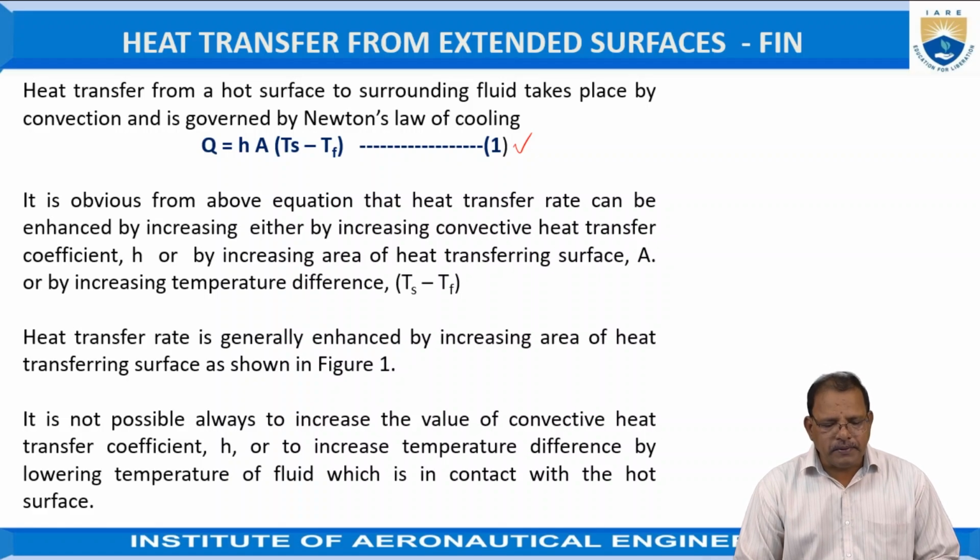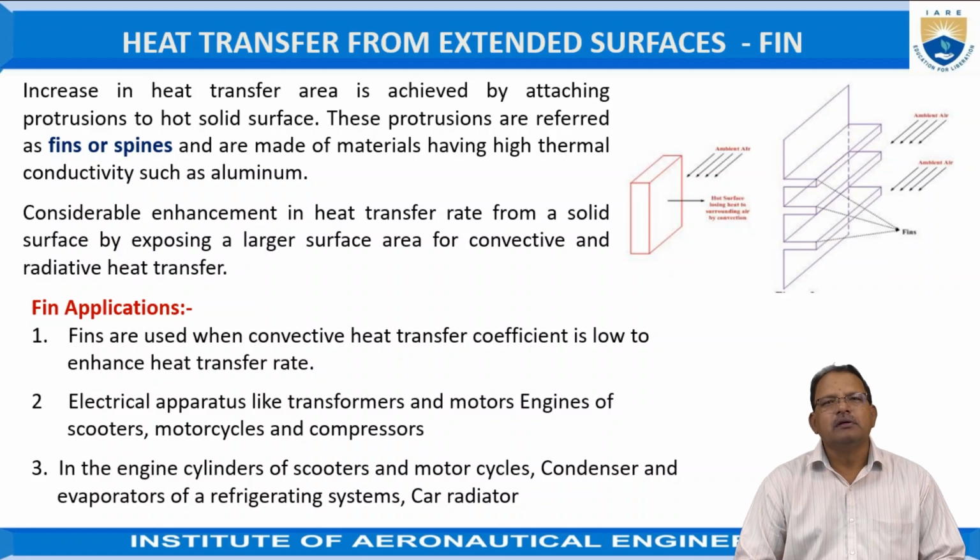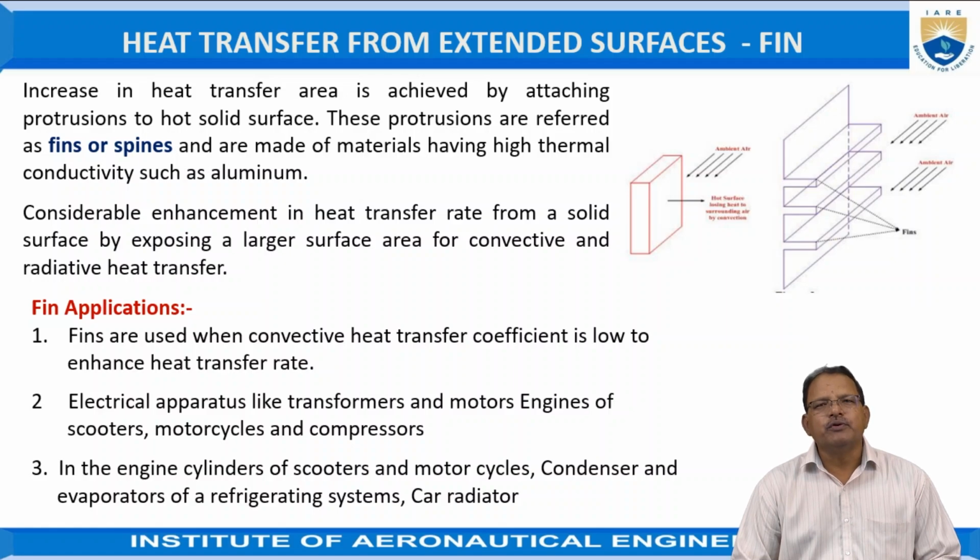h is the property of the liquid and surface. It is the coefficient of heat transfer by the convection mode, and it cannot be increased. The only option is to increase the area of the surface. This area can be increased by inserting certain projections, or protrusions, on the solid surface. These projections are called fins or spines. Because of this material, the surface area is increased considerably.